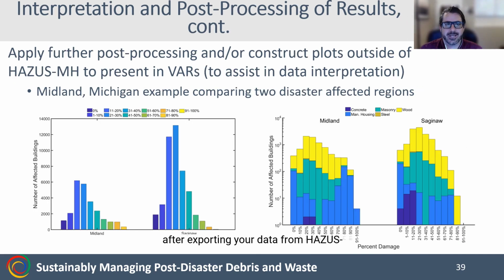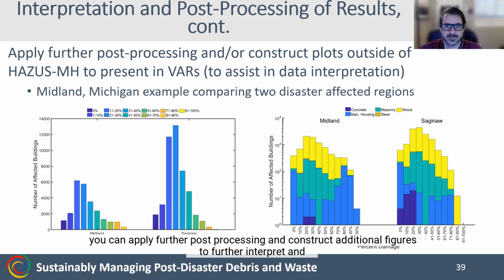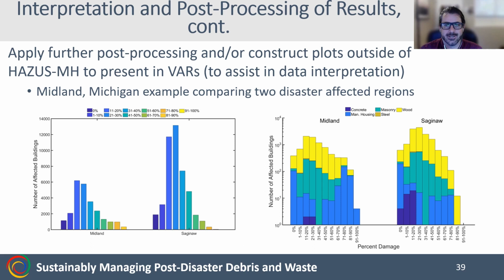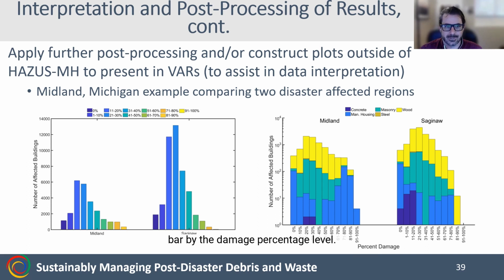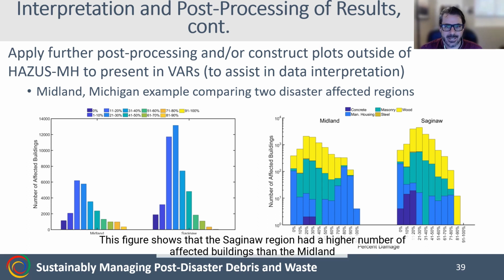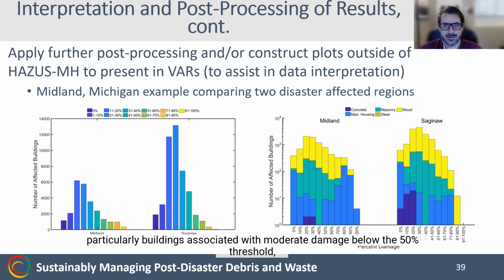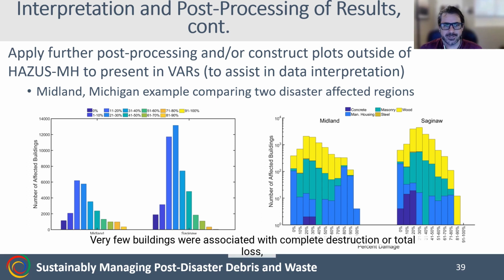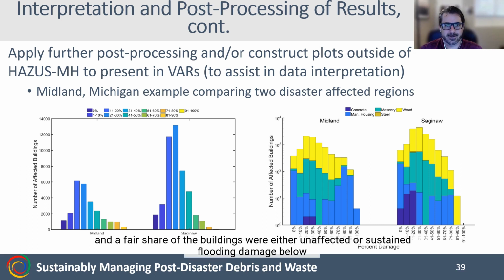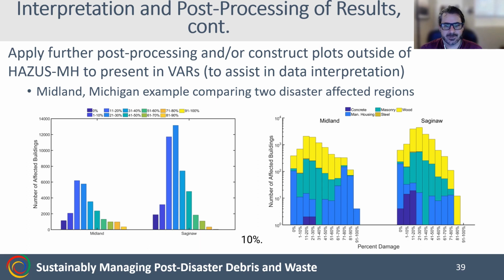Now, after exporting your data from HAZUS-MH, you can apply further post-processing and construct additional figures to further interpret and analyze your findings. Here I have plotted the total number of affected buildings for the Midland and Saginaw areas and color-coded each bar by the damage percentage level. This figure shows that the Saginaw region had a higher number of affected buildings than the Midland region, particularly buildings associated with moderate damage below the 50% threshold as discussed earlier. Very few buildings were associated with complete destruction or total loss, and a fair share of the buildings were either unaffected or sustained flooding damage below 10%.